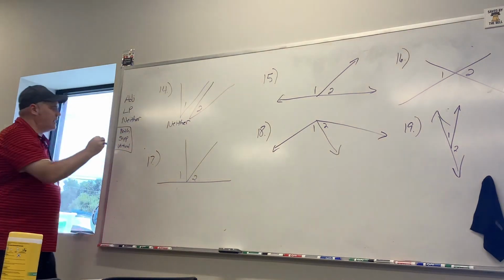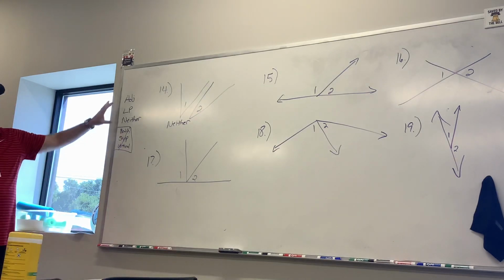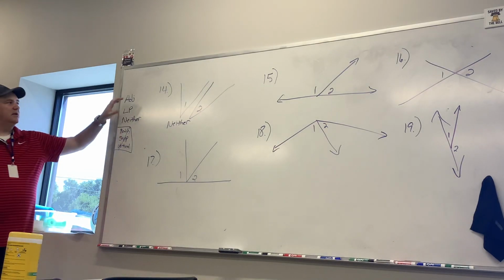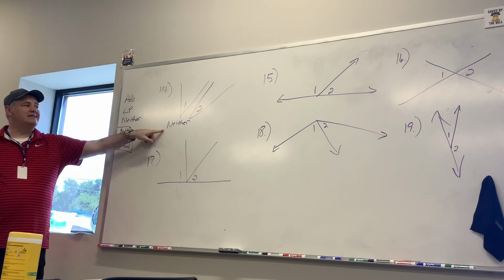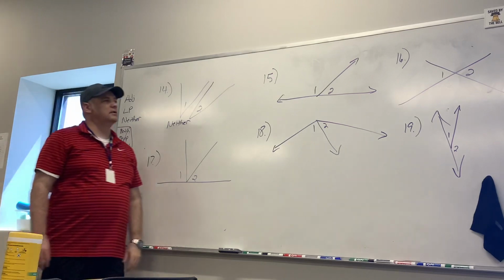Okay? So actually forget about these for right now. I didn't mean to be confusing, but forget about those right now. This is just for the test purposes. So it's either gonna be adjacent, linear pair, or neither. This is neither because you've got this gap here. Okay, so they're not adjacent.